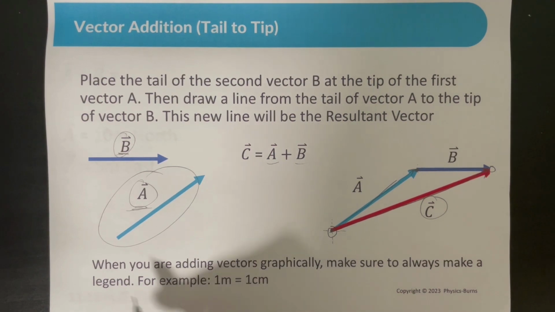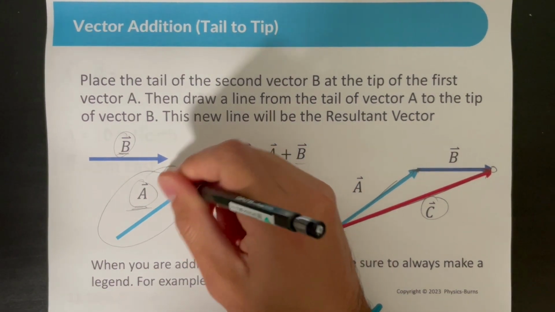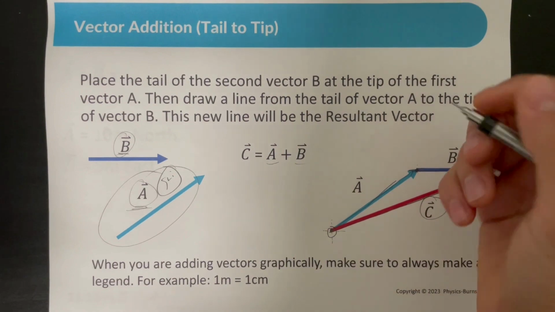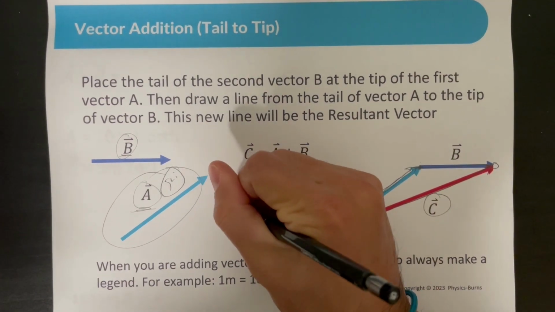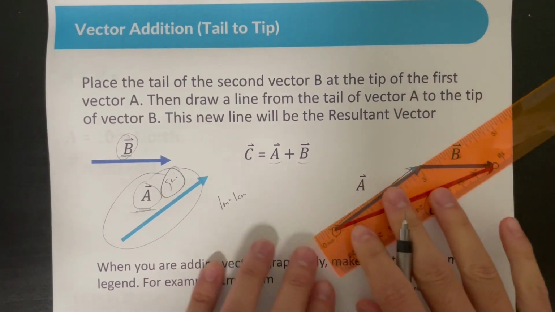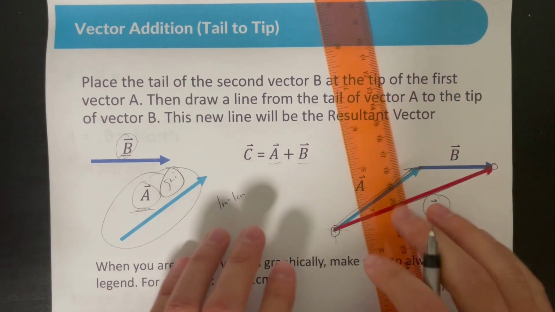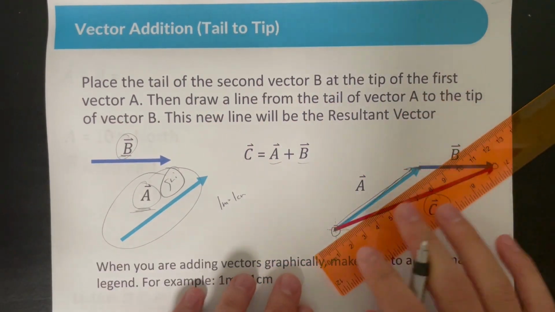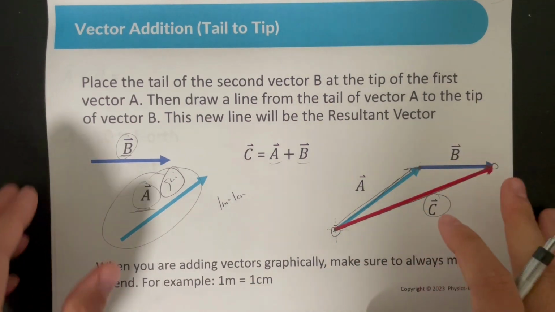And it's important, when you are adding vectors graphically, make sure to always make a legend. For example, 1 meter equals 1 centimeter. For example, if this has 5 miles, we obviously can't draw this as a 5-mile vector. But if we say 1 mile is equal to 1 centimeter, now all I have to do is draw out 5 centimeters, okay? For inches or whatever you want to do, okay? All right, so let's move on.